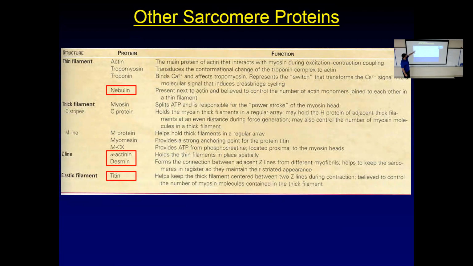Nebulin, okay? Alpha-actinin, desmin, these are Z-line proteins. Nebulin is a bit of a structural protein within the thin filament. Alpha-actinin and desmin are going to be anchoring proteins on the Z-line. These are going to function as like a scaffold on which we will build out these thin and thick filaments and anchor them. The last one on here, we could probably do 2 weeks on all by itself now, okay?